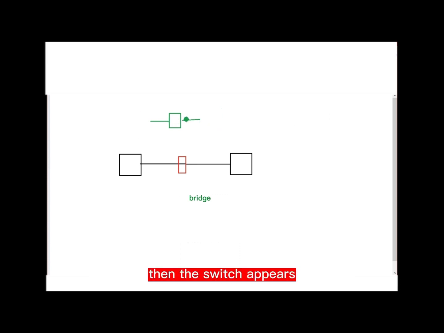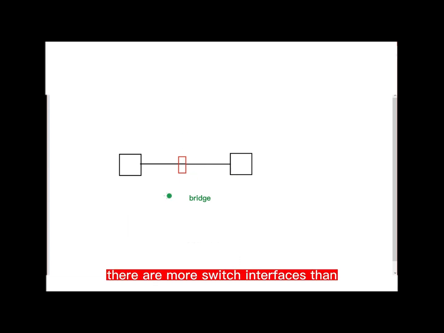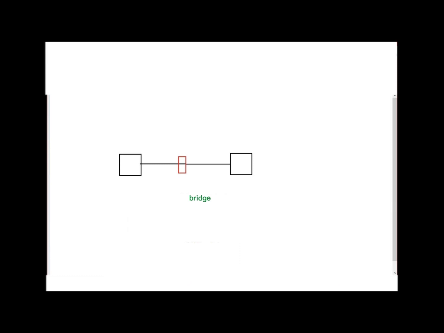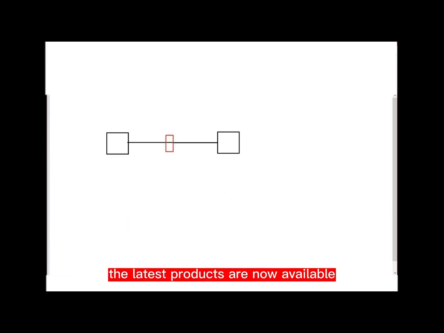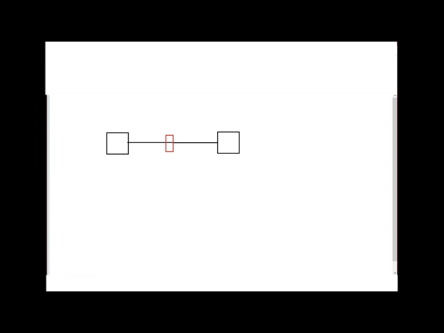Then the switch appears. A bridge works like a switch. It differs from the switch in that switches have more interfaces. We'll talk about how switches work in a moment. The latest product is the switch we are using now. Suppose now this is a switch. What can a switch do?